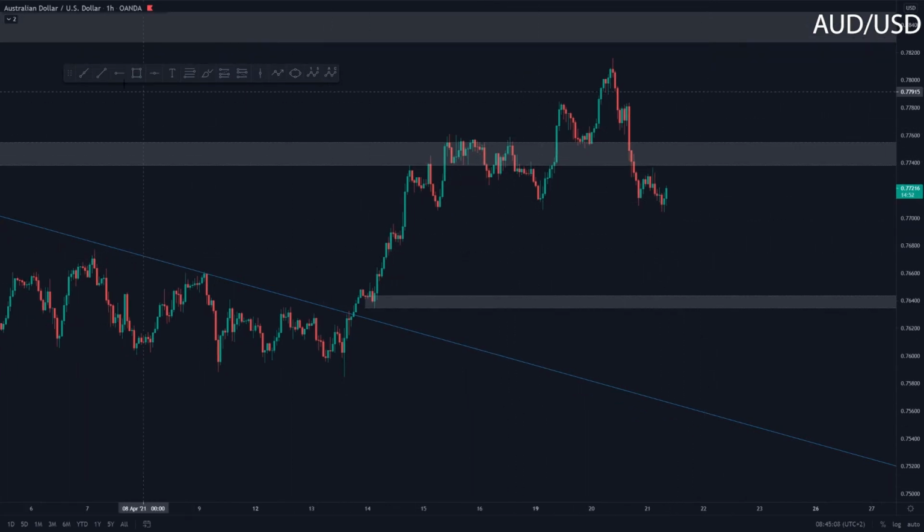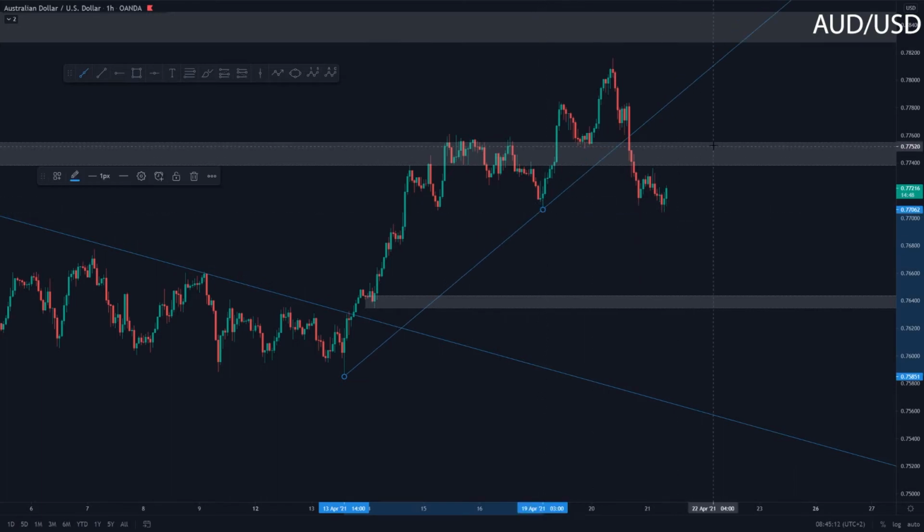And what can we now see? Well, we broke this ascending trend line over here. So what am I currently looking for? Well, the problem is that in most situations you would be looking for a short.